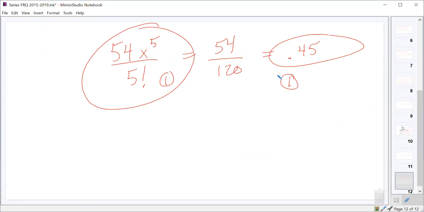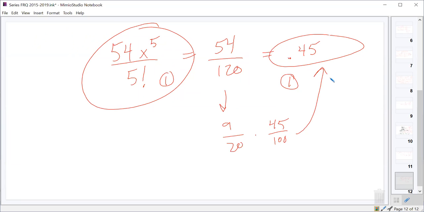How do you get that decimal? Easiest way is to just reduce this. So if I divide this by 6, this is 9 over 20, which would be 45 over 100, 0.45. Yeah. Fractions and decimals are cool that way.